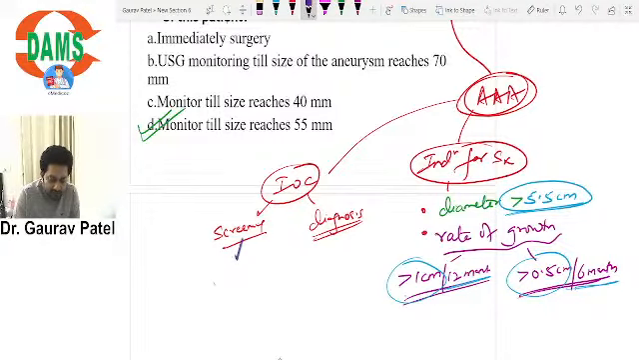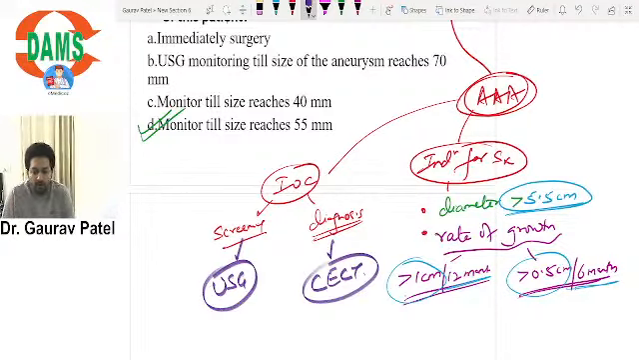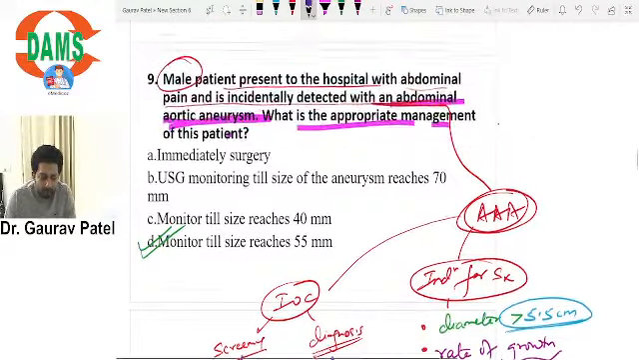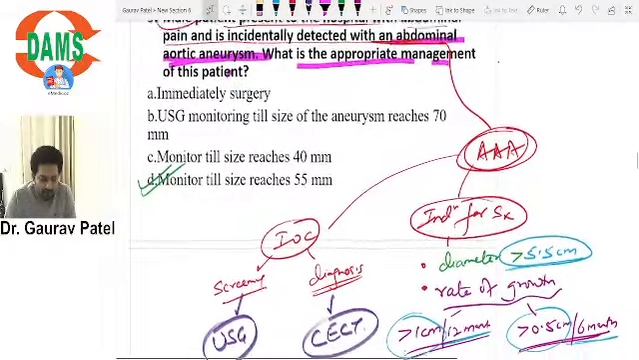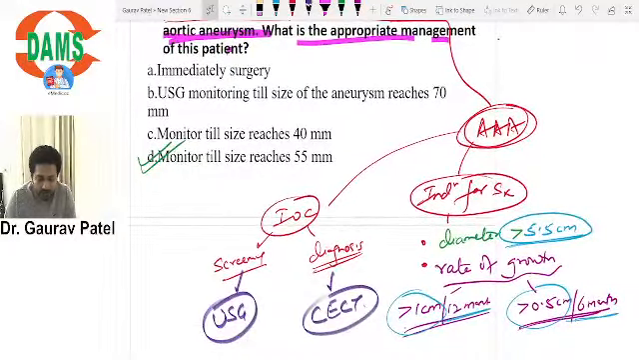Investigation of choice for screening is ultrasound and for diagnosis is CECT. Angiography is not a good investigation to monitor the size. Yes, very good, Shweta. Screening is ultrasound and for diagnosis CECT. So question number 9, the answer is D, monitor till the size reaches 55 millimeter.